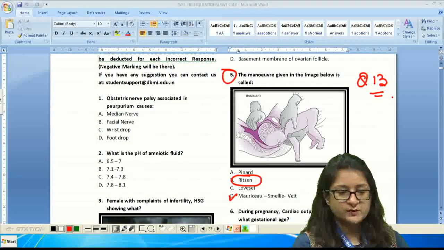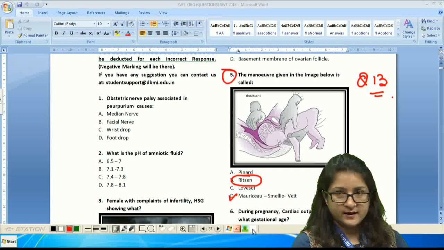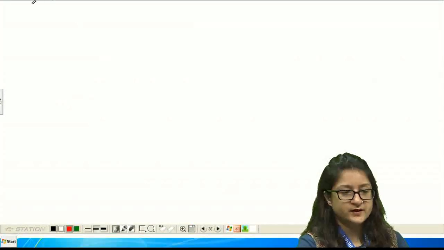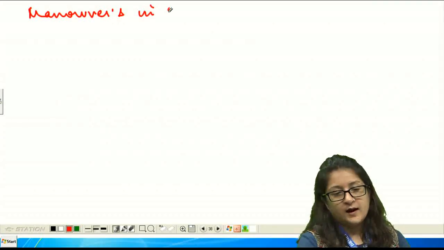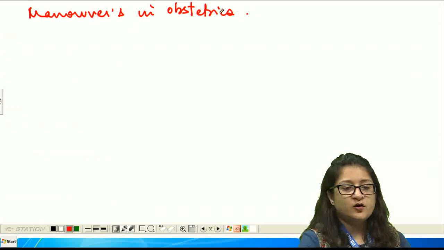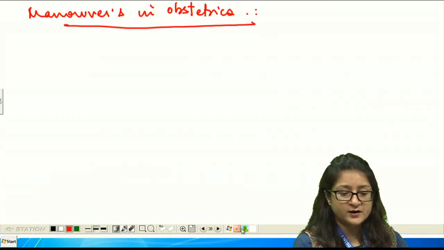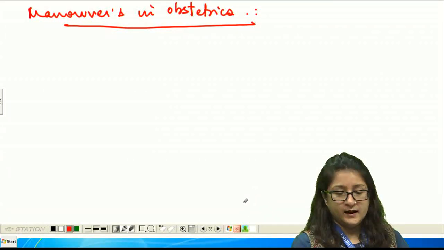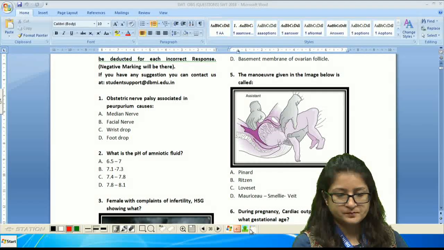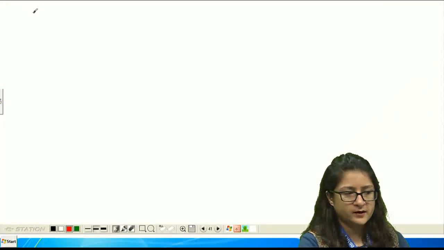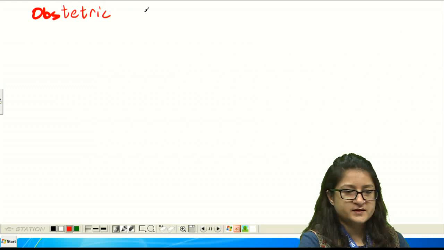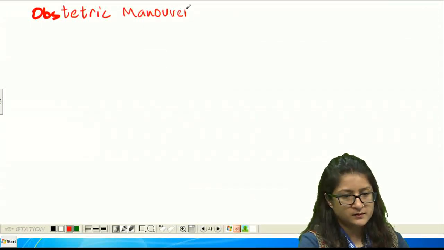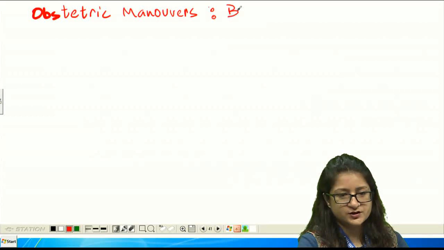So let me just talk about the various obstetric maneuvers that are there. Let me just talk about the various maneuvers in obstetrics. Most of these obstetric maneuvers are a part of your breech delivery. Okay, they are a part of your breech delivery. So let me talk about the breech delivery in brief, and what the obstetric maneuvers pertaining to breech are.